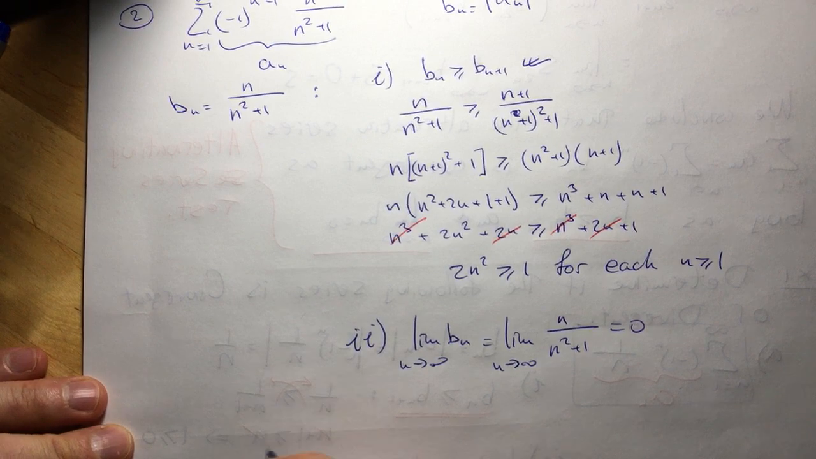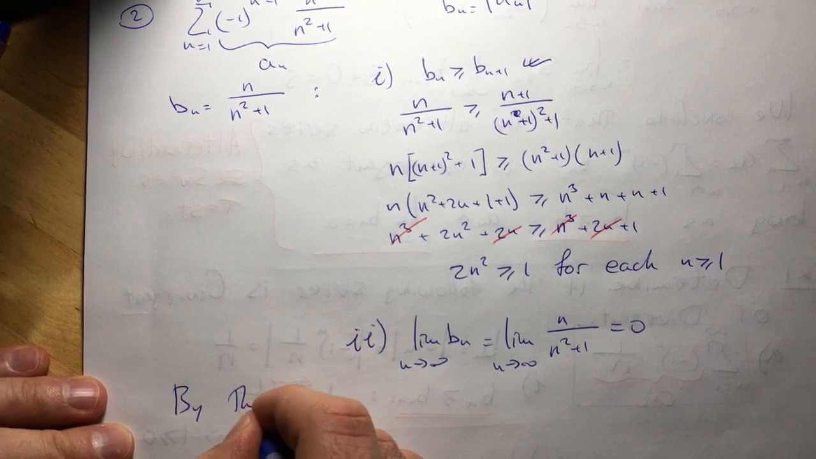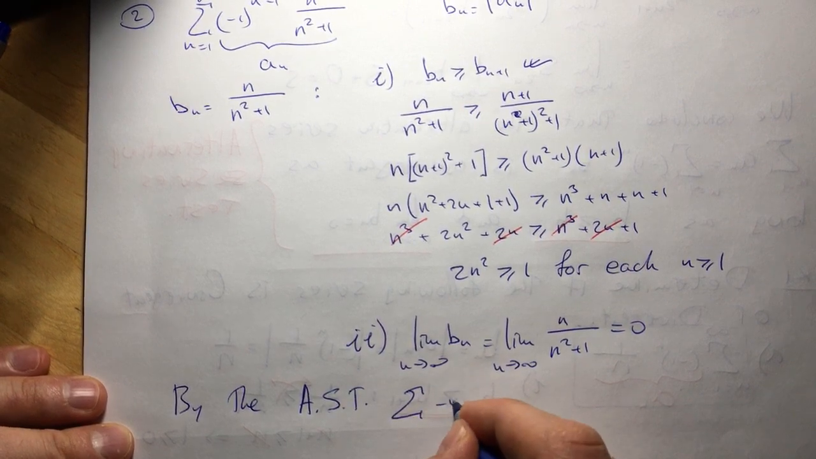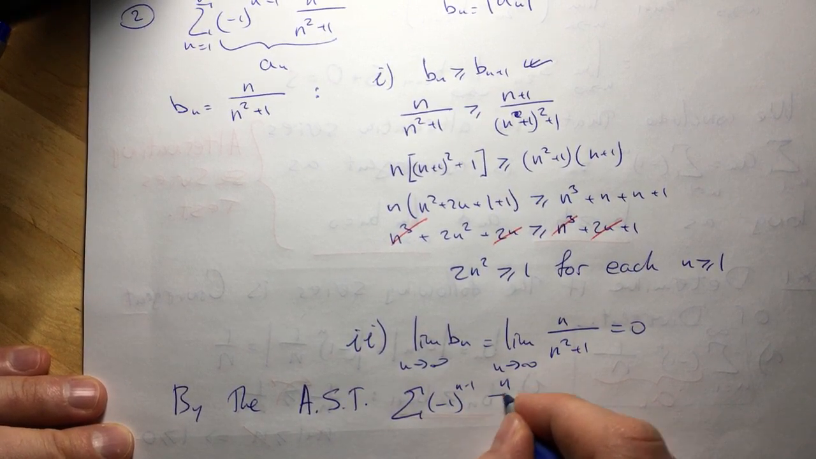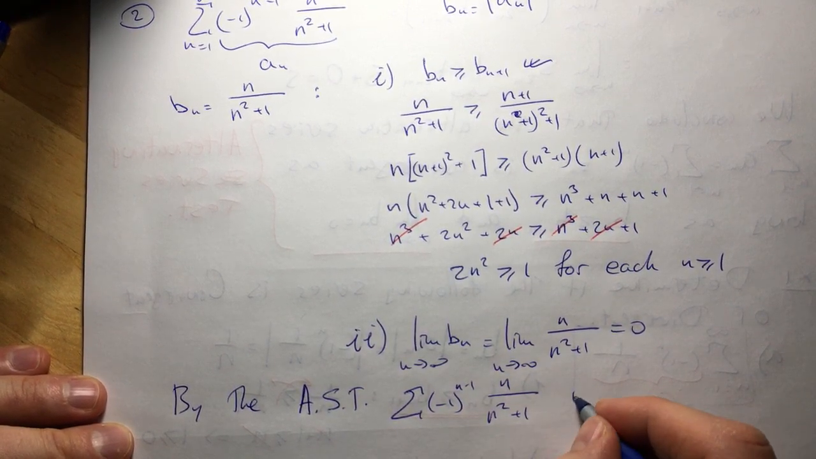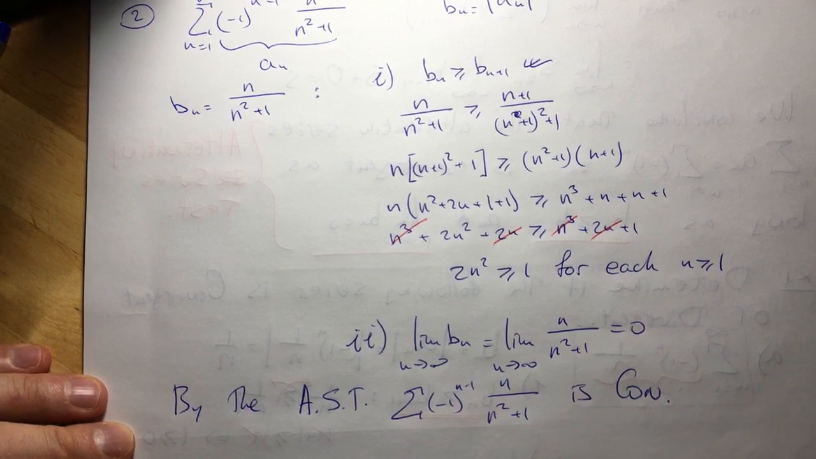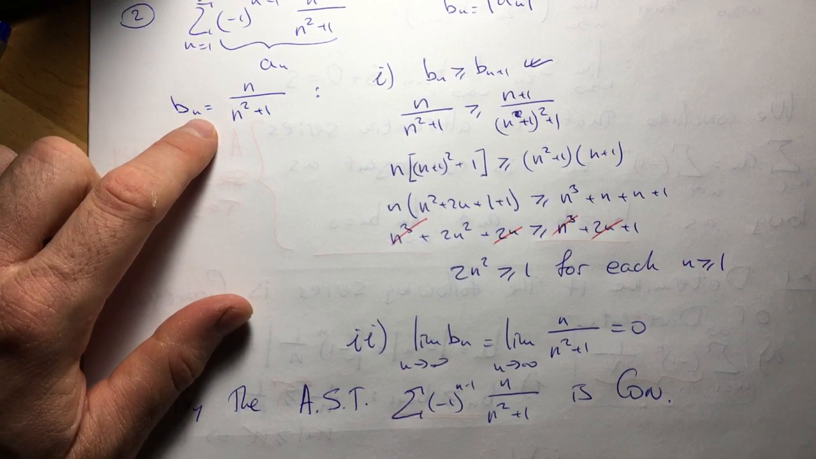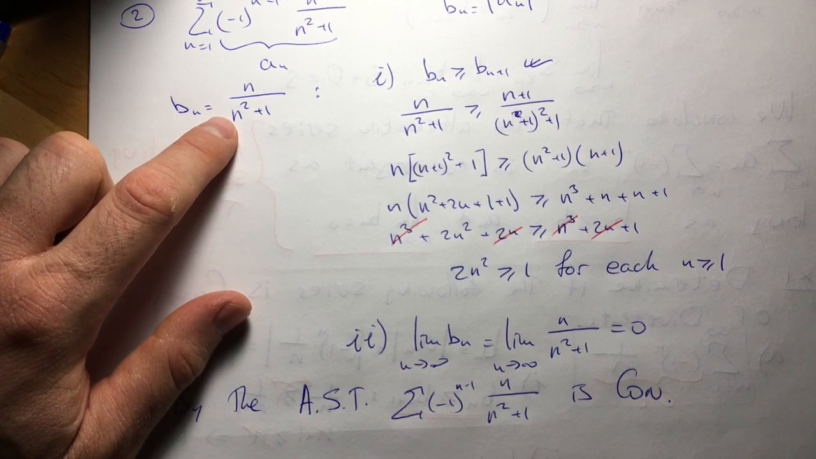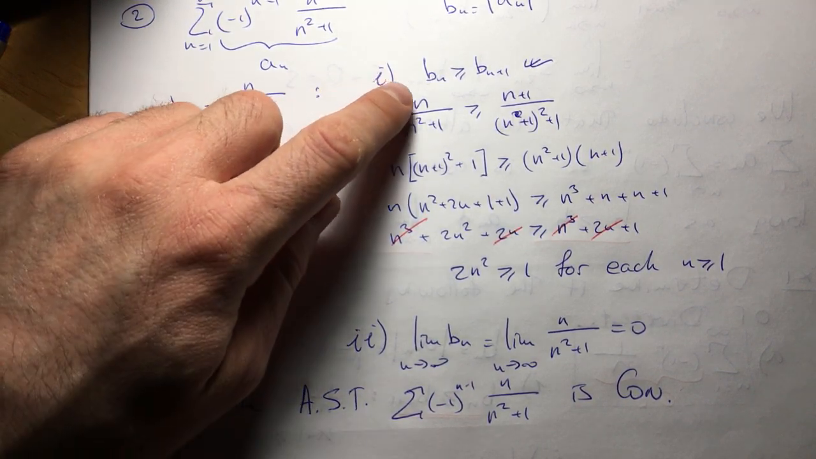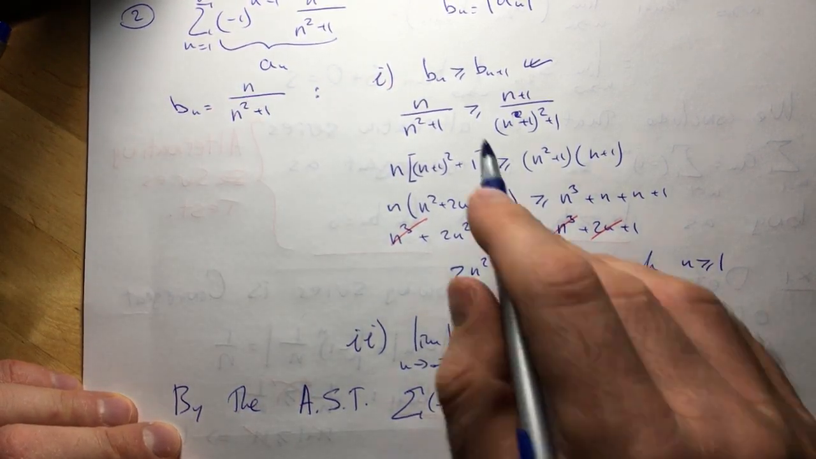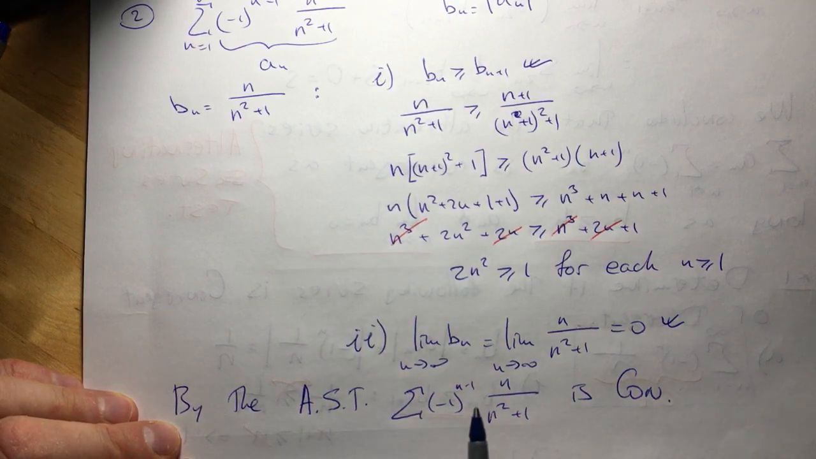This is equal to 0. So by the alternating series test, the sum of negative 1 to the power n minus 1, n over n squared plus 1 is convergent. So as you can see, all you have to do is identify what your Bn is, and then for that Bn just show these two conditions, right? That the limit of Bn is 0 and that Bn is decreasing.